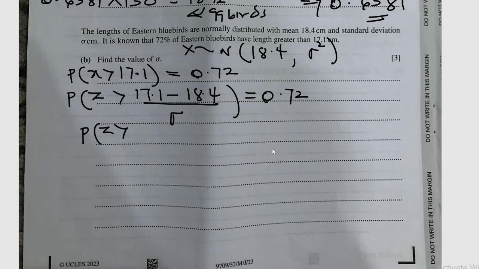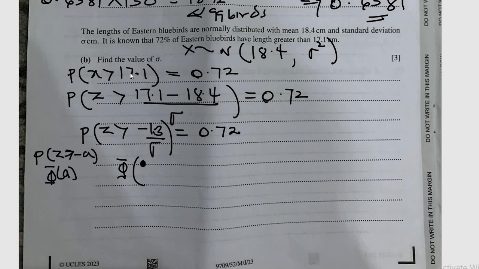So from here, probability of z, when you subtract this, we have minus 1.3 over this equal 0.72. So z greater than minus 1.3 over standard deviation. Since it's greater than, you have to apply this rule. If you have probability of z greater than minus a, it means phi of a. So probability of z greater than minus 1.3 over standard deviation means phi of 1.3. Go back to your rules, all this equals 0.72.